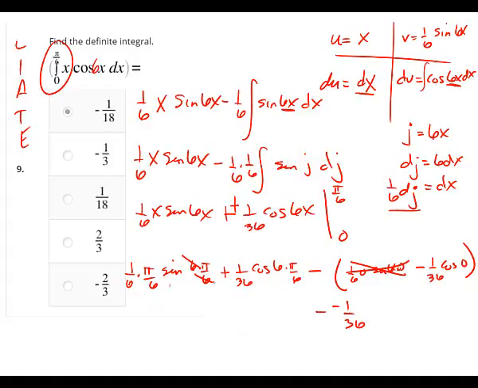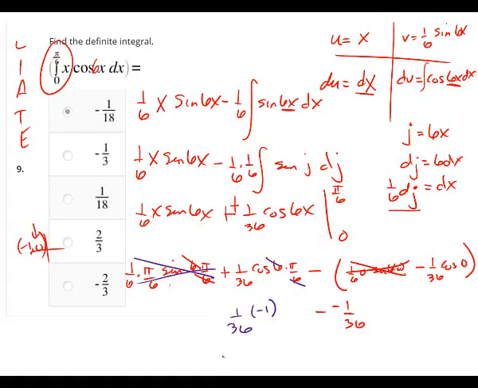What's this? This is going to be pi, isn't it? What's the sine of pi? 0, so doesn't that all wipe out right there? So that's gone, so I only have to deal with this. Is the 1/6 still there? No, it's all gone because it's times 0. So 1/36. What's the cosine of pi? Negative 1.